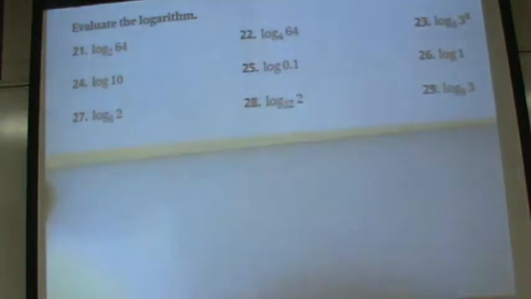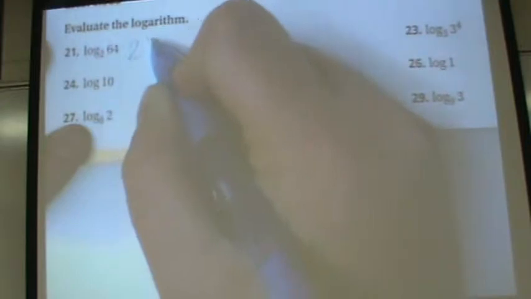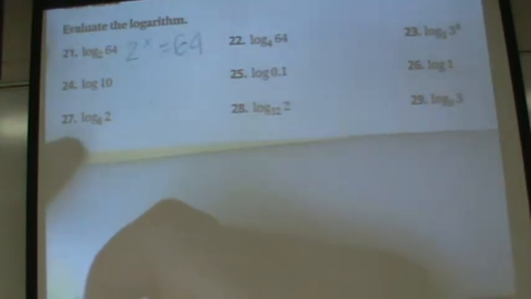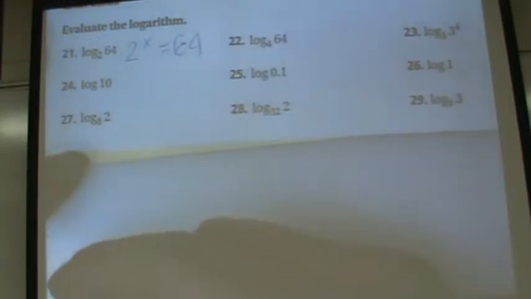Now, there's two things you can do here. You can use your calculator, or what I want you to do is rewrite them. So number 21, how will you write that? 2 to the x equals 64. 2 to what power is 64? Think, if you took 2 and raised it to what power is 64? 6. So x is 6.